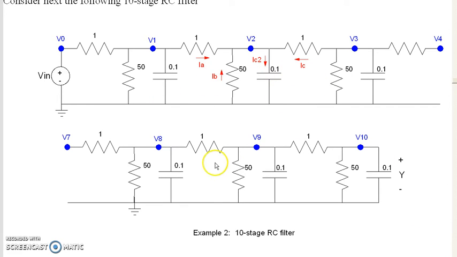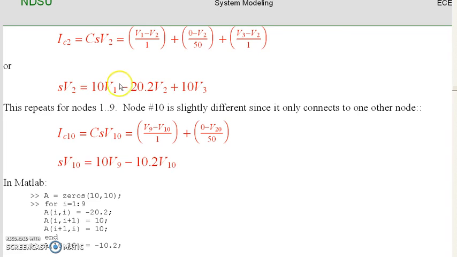That's the same for all the nodes. Any given node then has the following equation. The voltage at node i will be a function of the adjacent nodes with a factor of plus 10, and the ith node will have a factor of minus 20.